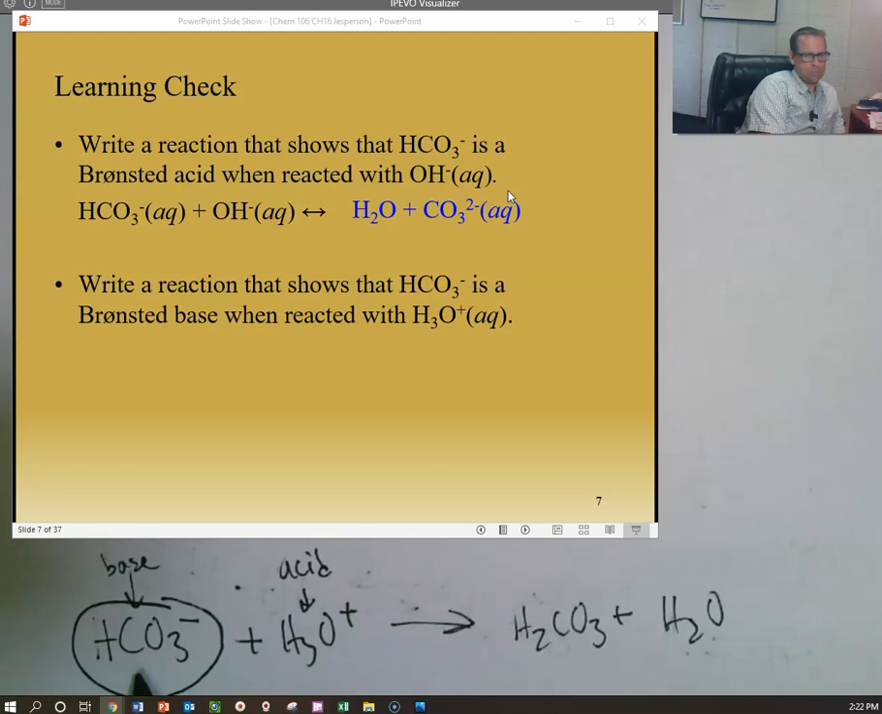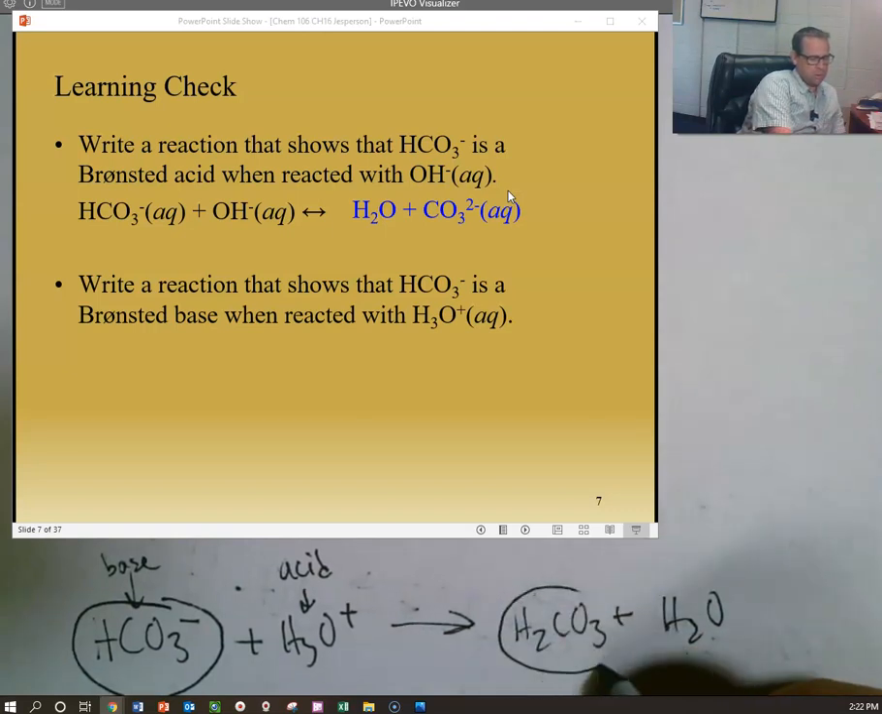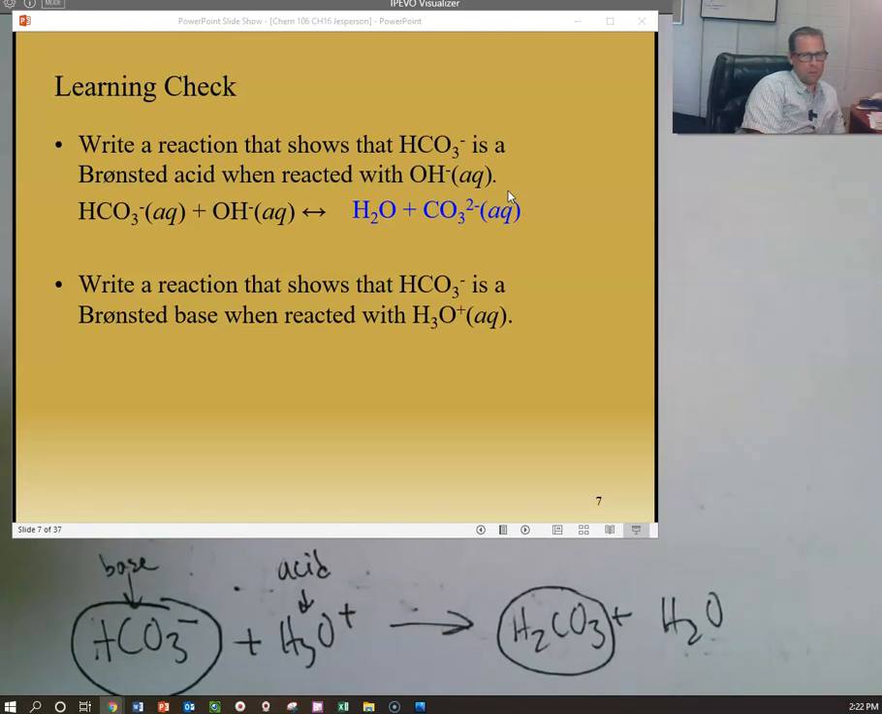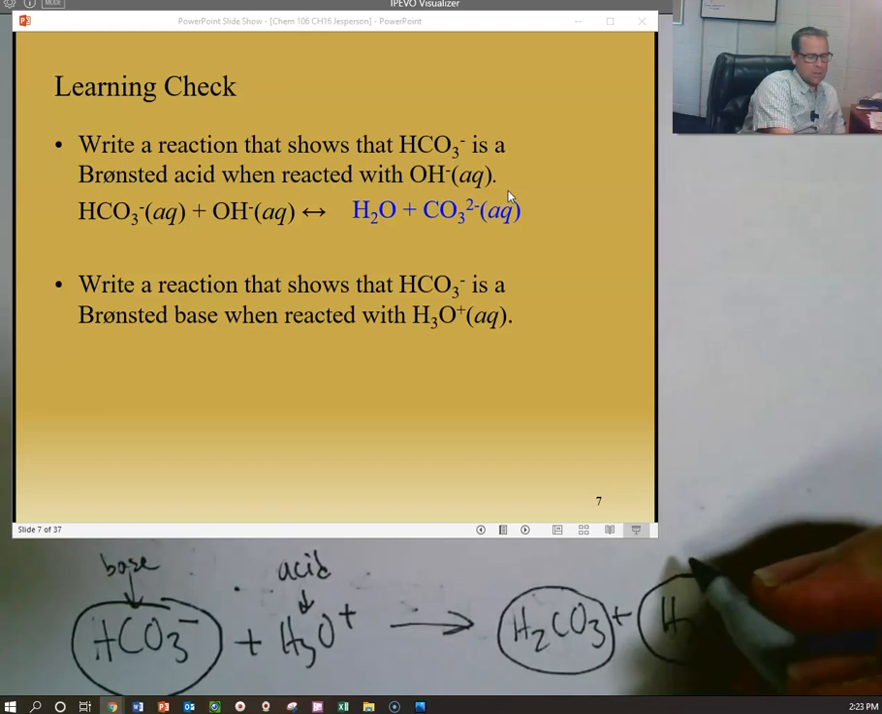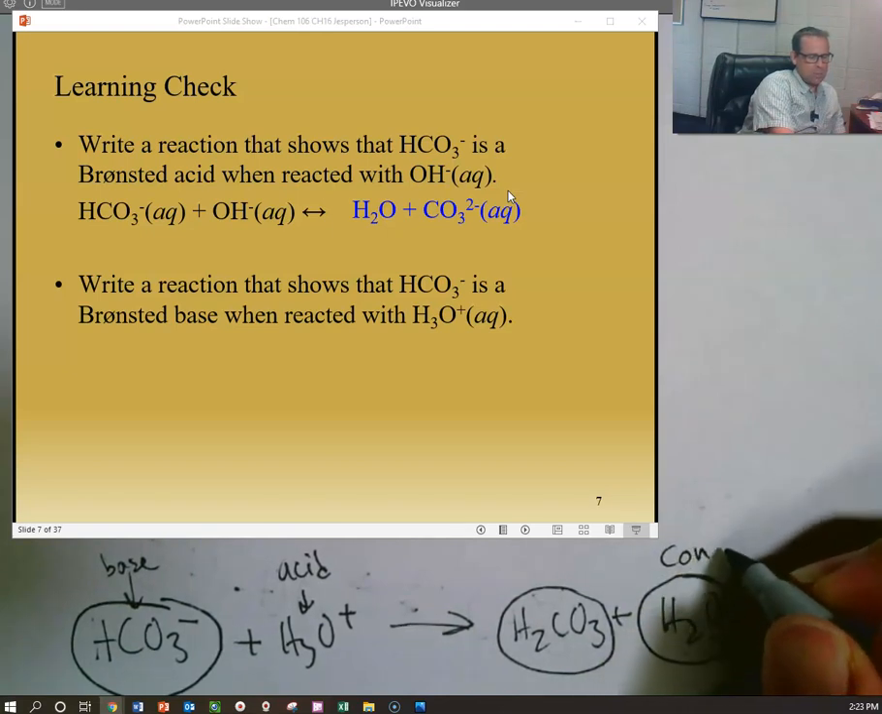Would it be the CO3? This is the HCO3, and if this is the base, then it would have to have more hydrogens, right? Oh, the acid. Yes, so it would be the H2. That's right. Very good.